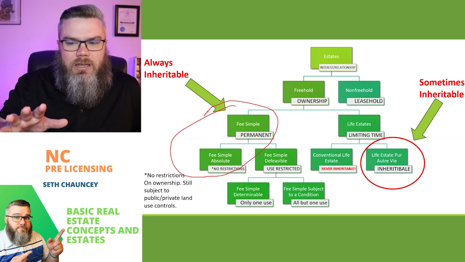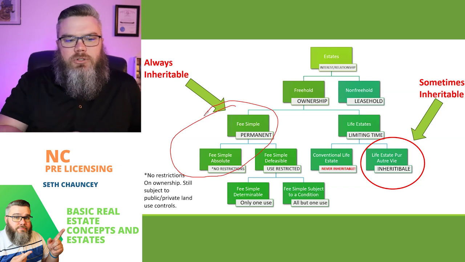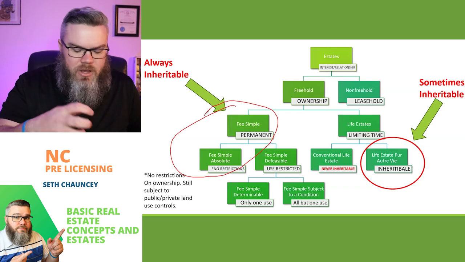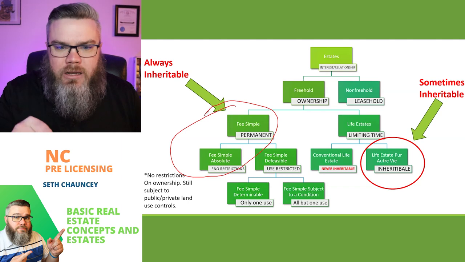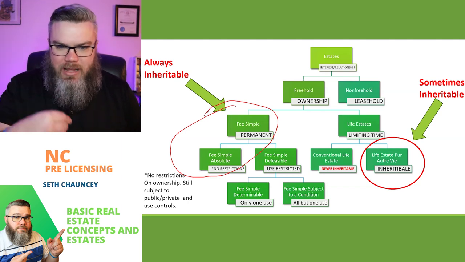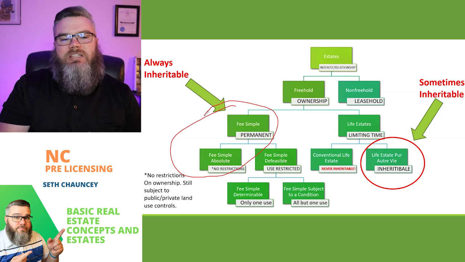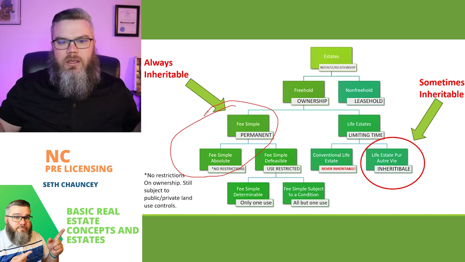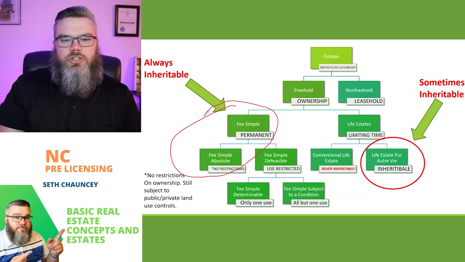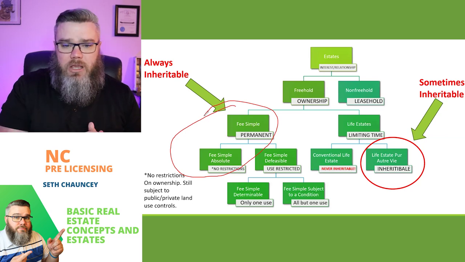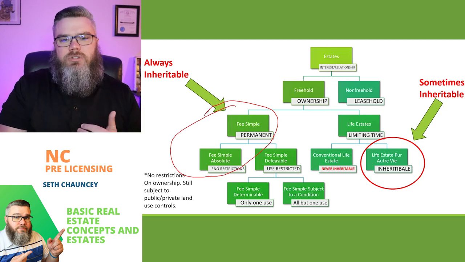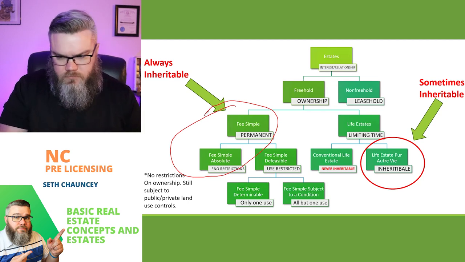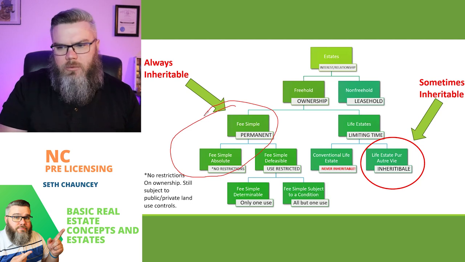So folks, understand that when I say fee simple absolute, it is the highest and best form of ownership. You can do whatever you want with your property within the scope of public and private land use controls. Just because you own it fee simple absolute does not mean you can do everything, but it does mean that your ownership is pretty up there, okay? You can do just about anything you own as long as it doesn't violate your public and private land use controls. This is going to make more sense as we go along. So most of us own our properties as fee simple absolute.